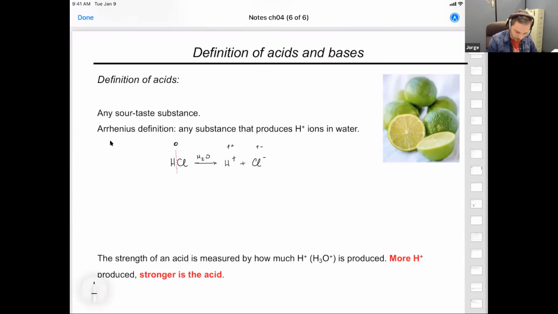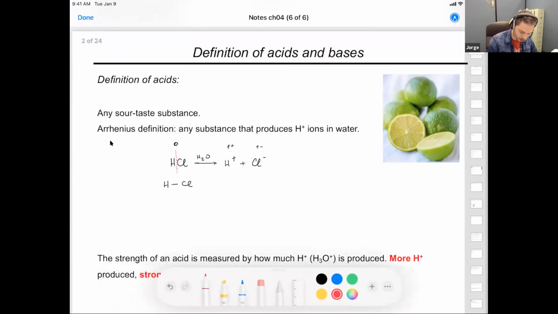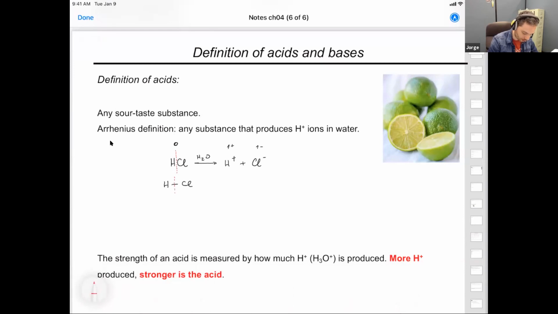Later on in the course, I'm going to show you that there is a single bond between hydrogen and chlorine, and the water is strong enough to break this bond and split this compound into H plus and Cl minus. The strength of an acid is measured by how much H plus is produced. The more H plus produced, the stronger the acid.